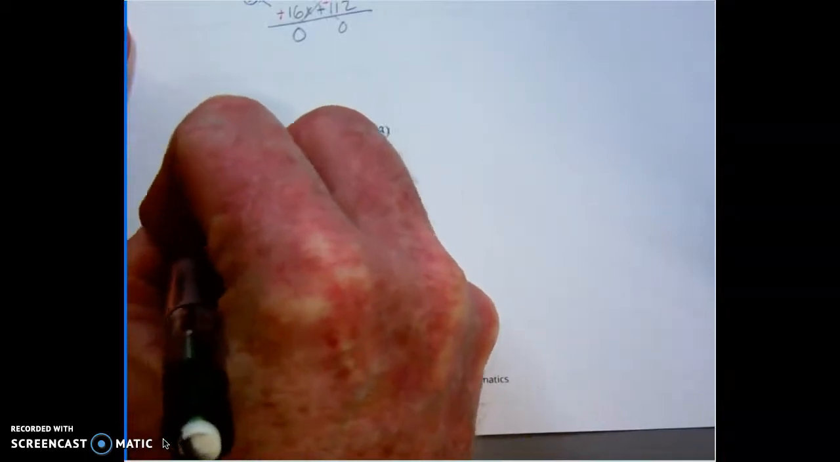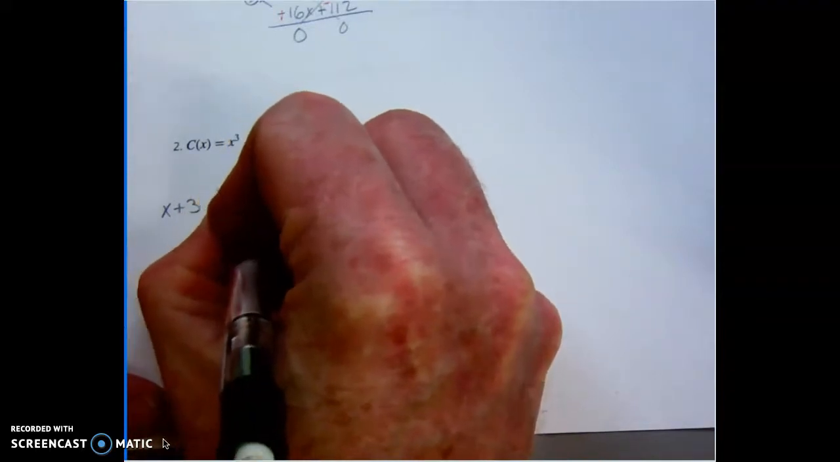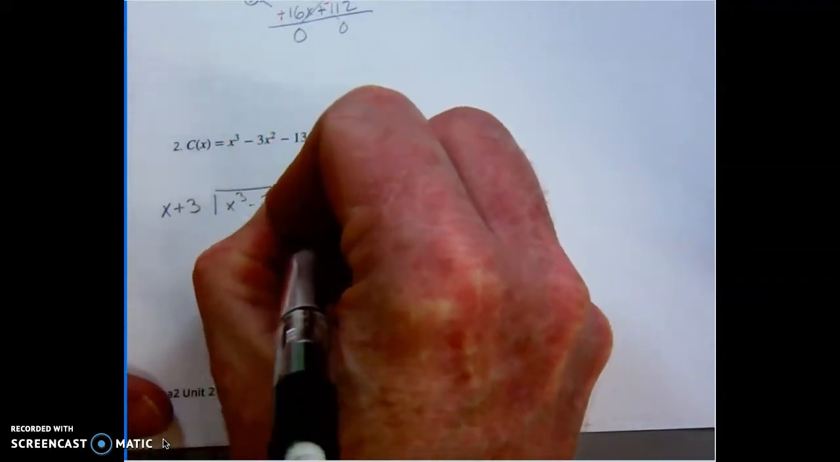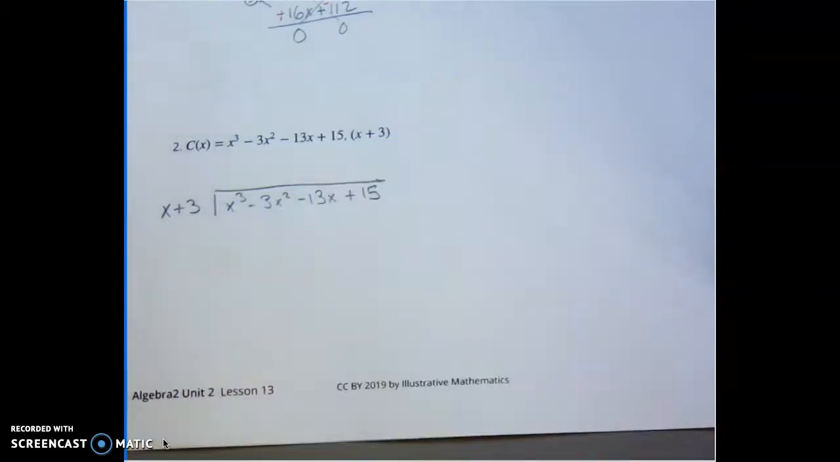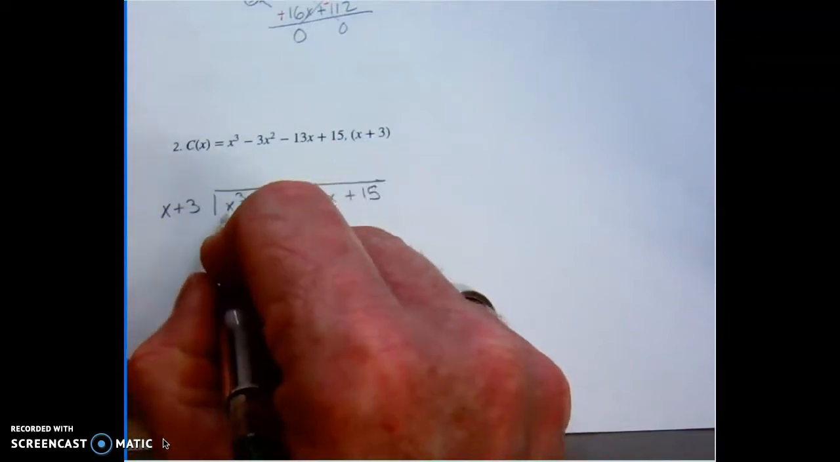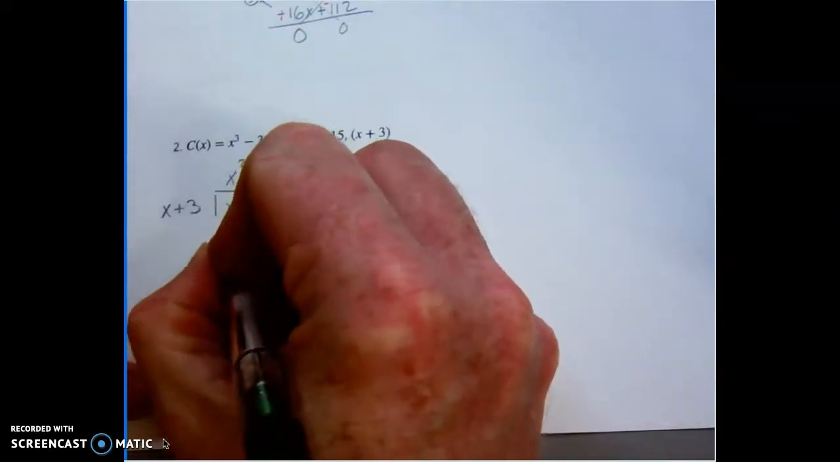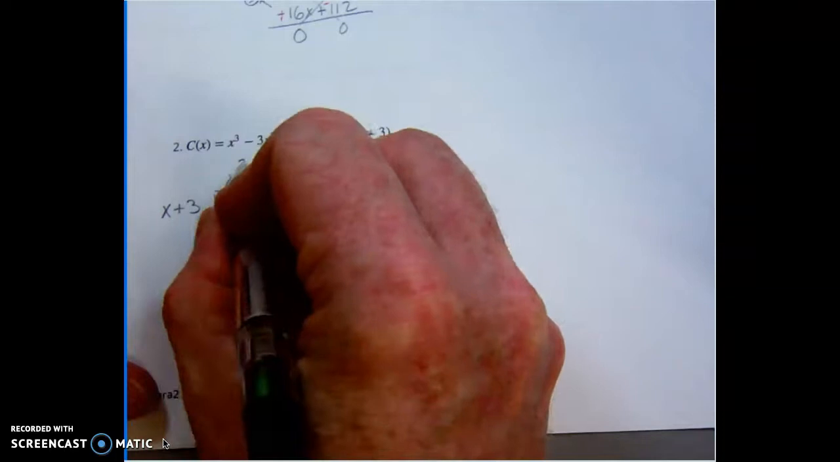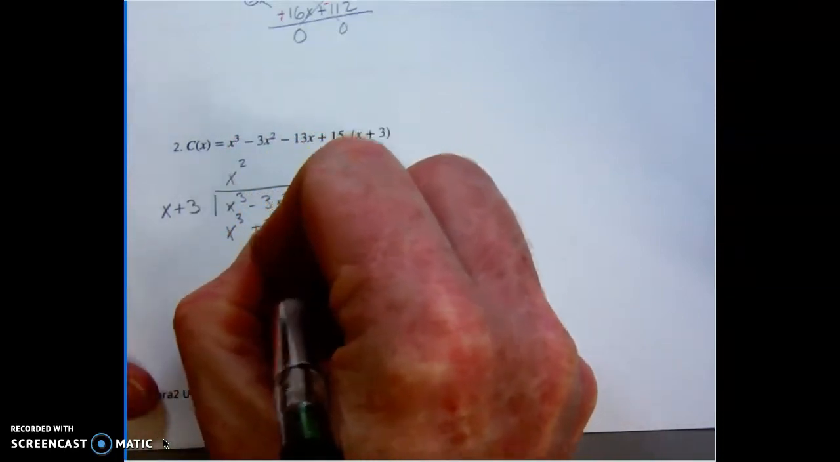All right, the second one here, they make us do all by ourselves. So we're going to put x plus 3 on the outside, and x to the third minus 3x squared minus 13x plus 15 on the inside. So x times what gives us x to the third? Well, that's x to the second. We need 2 more x's. So x to the second times x is x to the third. X to the second times 3 is 3x squared.